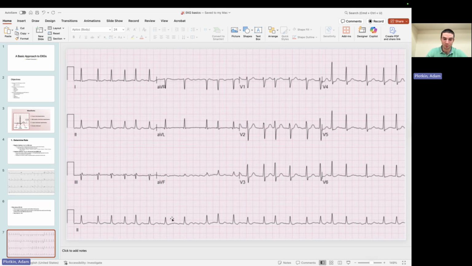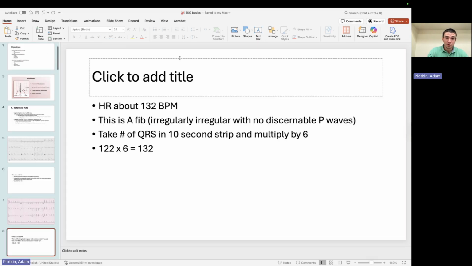And if you actually look at your rhythm strip, I don't see any discernible P waves. This is a tachycardia. It's irregularly irregular, and I don't see any discernible P waves. And we might have a little bit of fibrillation if we look really closely here. So this would be AFib. So now how do we calculate the rate of an irregular rhythm? We take the number of QRSs in that rhythm strip and multiply by 6. So you see that, the heart rate would be about 132. So you take the number of QRSs in a 10-second strip, multiply by 6.